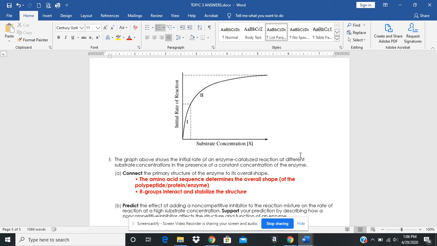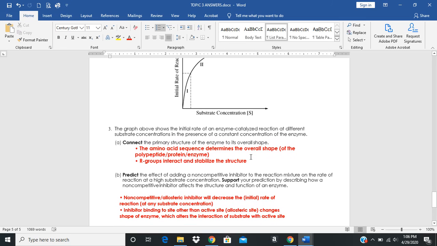Okay. Letter B, they said predict the effect of adding a non-competitive inhibitor to the reaction mixture on the rate of reaction at a high substrate concentration. So you can support your prediction by describing how it affects the structure and function of an enzyme. So a non-competitive inhibitor will decrease the initial rate of the reaction. And the way it does this is it binds to someplace else besides the active site. So it's going to bind to a regulatory site or an allosteric site, and that's going to alter the interaction of the substrate, and it's going to lower the rate of reaction.